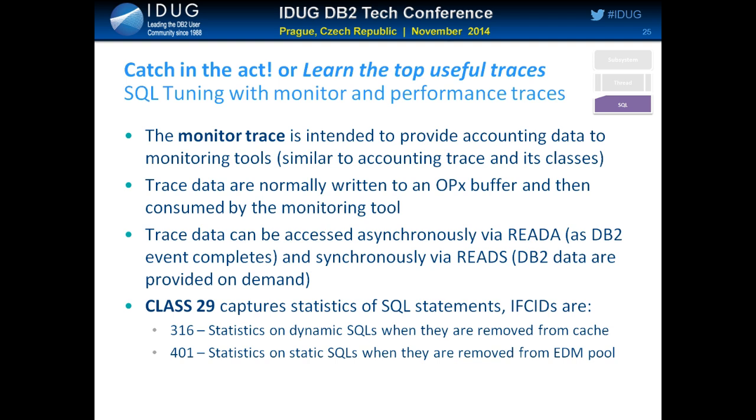And there is one interesting class, class 29. There are 2 interesting IFCIDs, and this is why I wanted to put it here, 316 and 401. 316 basically tells you when some specific statement is evicted from the dynamic cache. It's just kicked off, and you get the record. In real time, if you have a monitor, you can go and see what is in the dynamic cache with the statistics. Or 401, which is similar to 316, but for static SQLs.